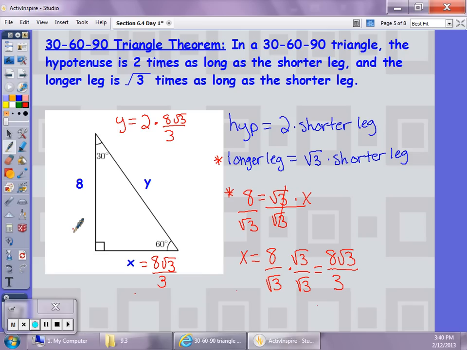Okay, so remember when you multiply fractions, you're going to take your whole number and turn it into a fraction by putting a 1 over it. And then we can multiply straight across. So 2 times 8 root 3 is 16 root 3, and 1 times 3 is 3. Since 16/3 is simplified, we now know that the hypotenuse is equal to 16 root 3 over 3.